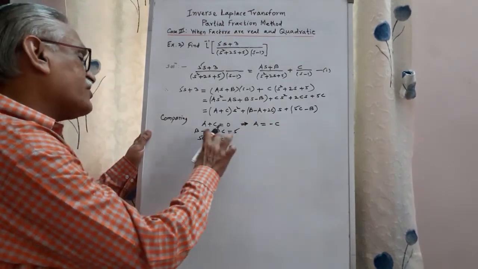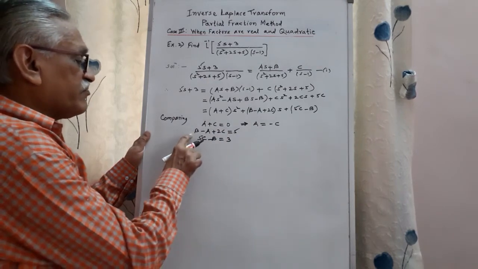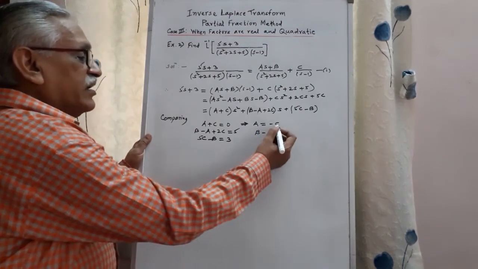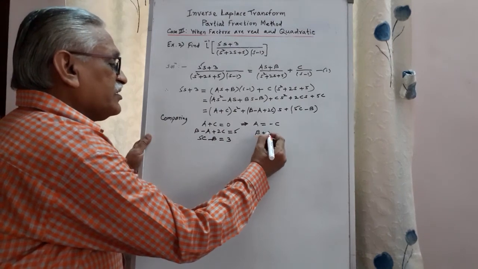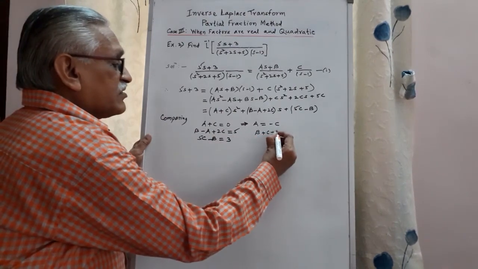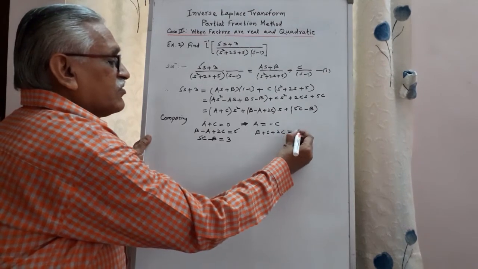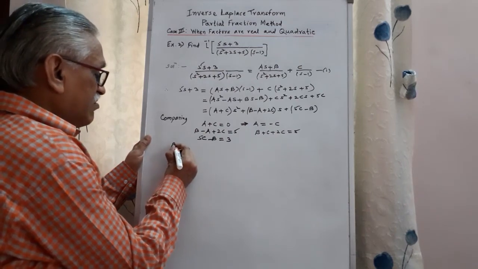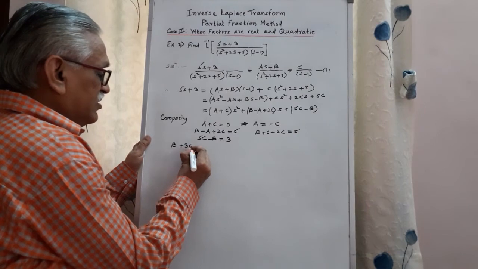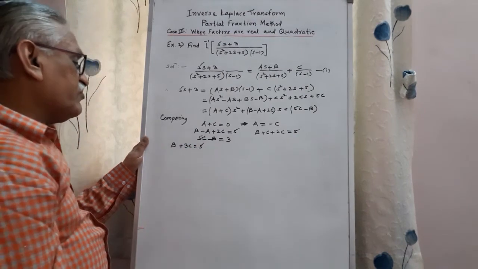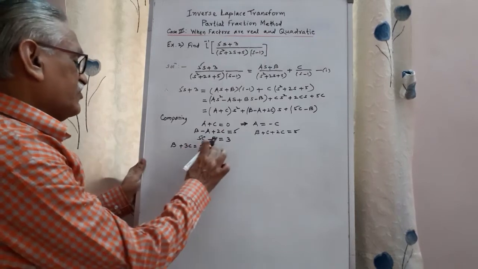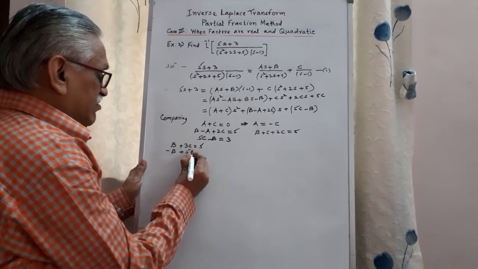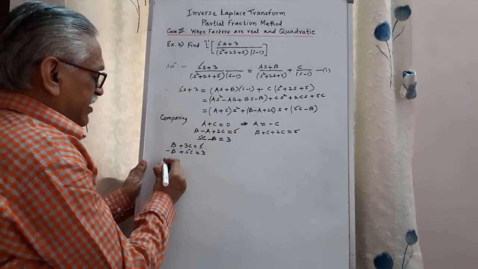Okay, if we put that in this equation, the second equation becomes b minus a is minus c, and that minus becomes plus c, plus 2c, and that is equal to 5. Therefore, we get b plus 3c is equal to 5. And the last, third equation is minus b plus 5c is equal to 3.